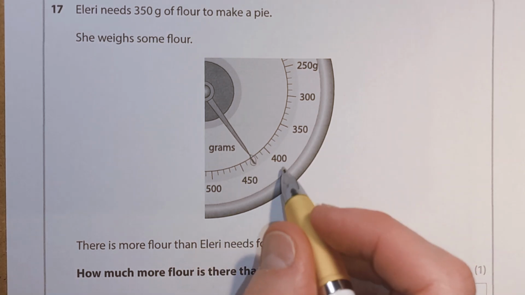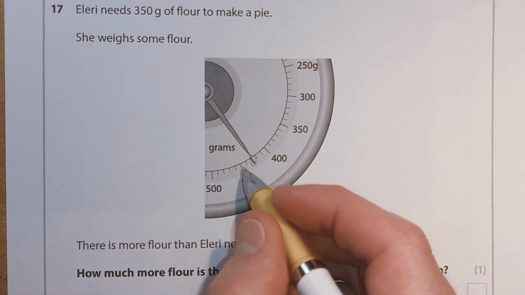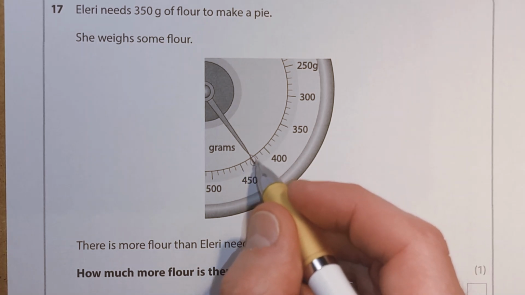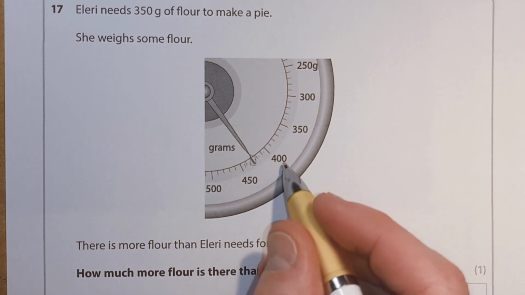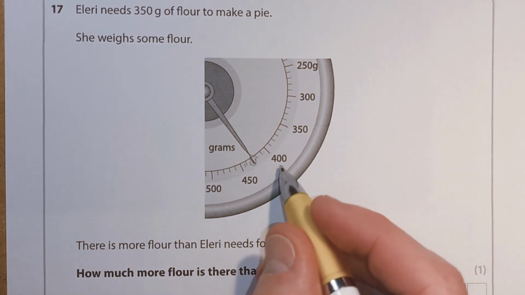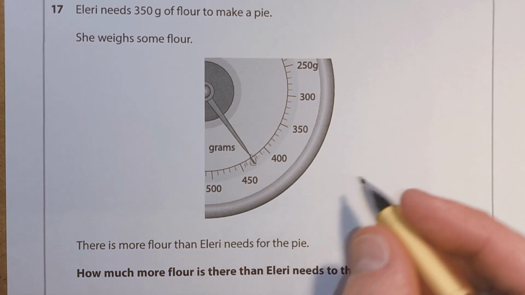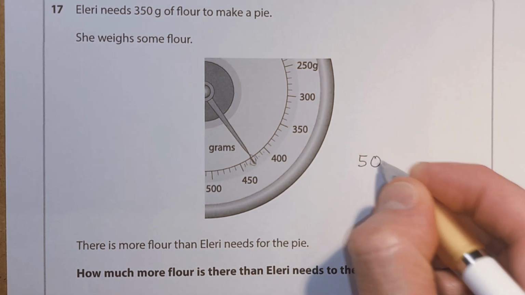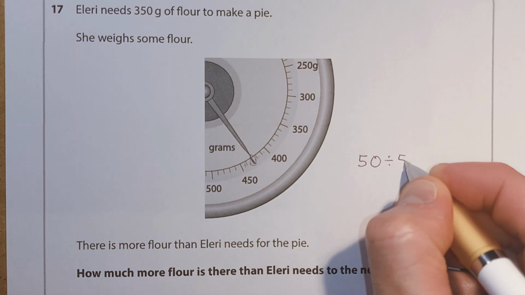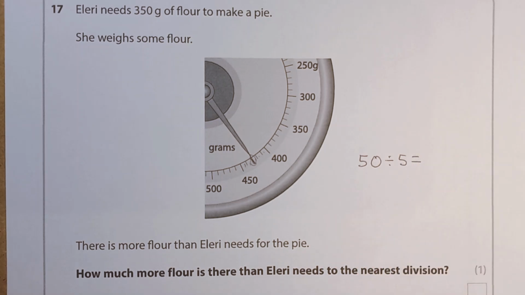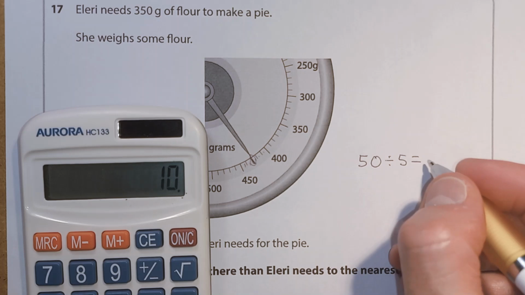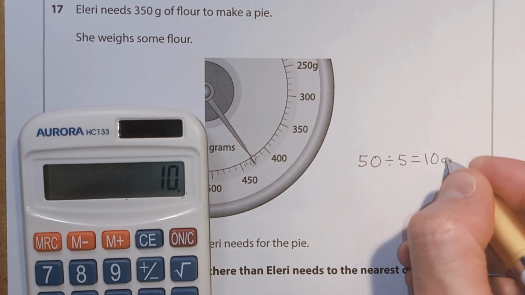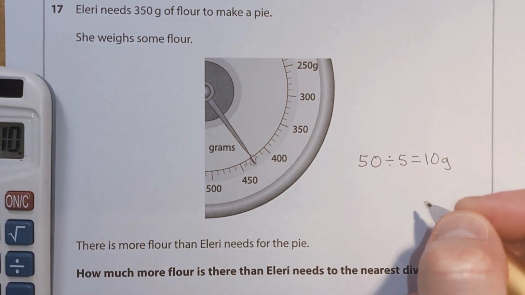Well, we're going to do something similar to before. We want to find, well, what's each of these sections worth? So we've got 1, 2, 3, 4, 5 sections there. But this time we're only going from 400 to 450, so it's going up by 50. So in total there's 50, and we're splitting it into 5 sections. So 50 divided by 5 gives us that each section is worth 10 grams.